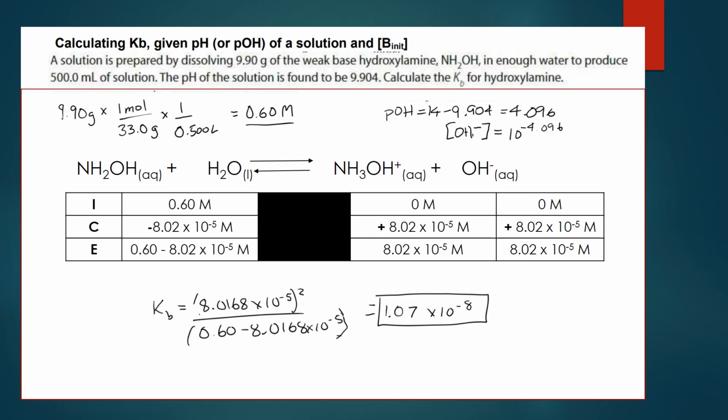The next thing I'm going to do is plug those into my Kb expression. So my Kb expression is going to have the NH3OH plus multiplied by the concentration of hydroxide, and then we're going to divide by the reactants. So I plug in all of my equilibrium values in there, and I can calculate Kb. I get 1.07 times 10 to the negative 8. No units because we're talking about an equilibrium constant.